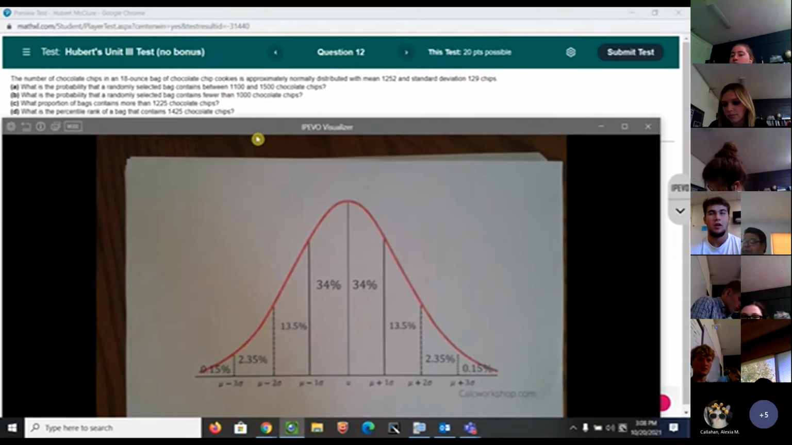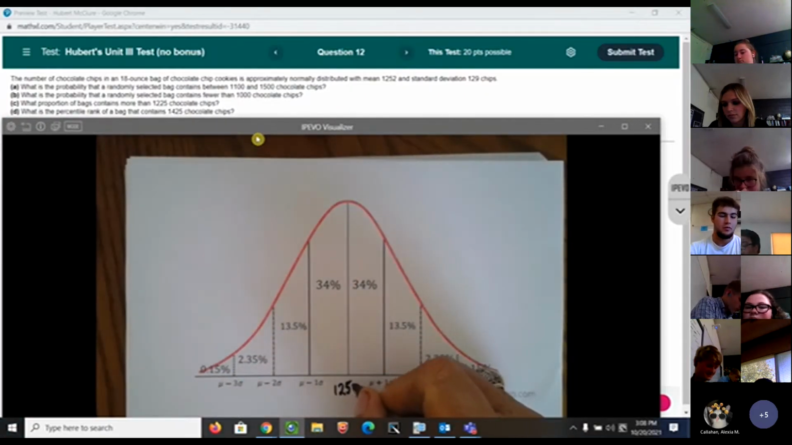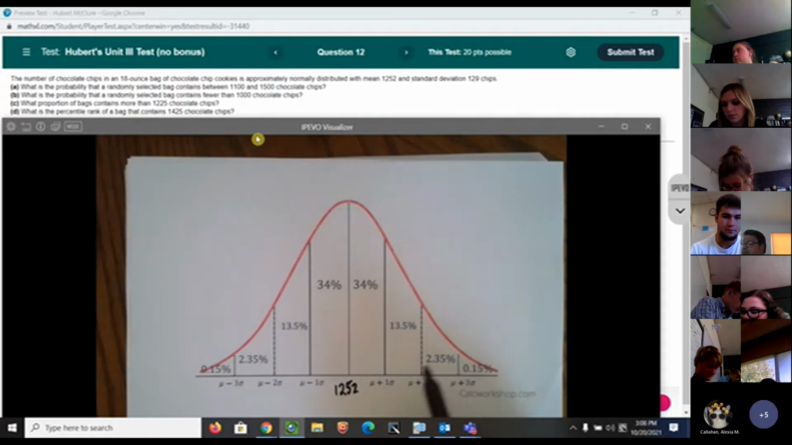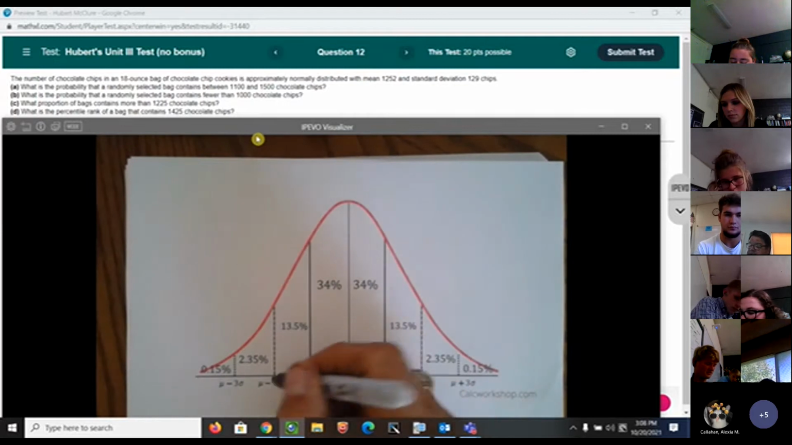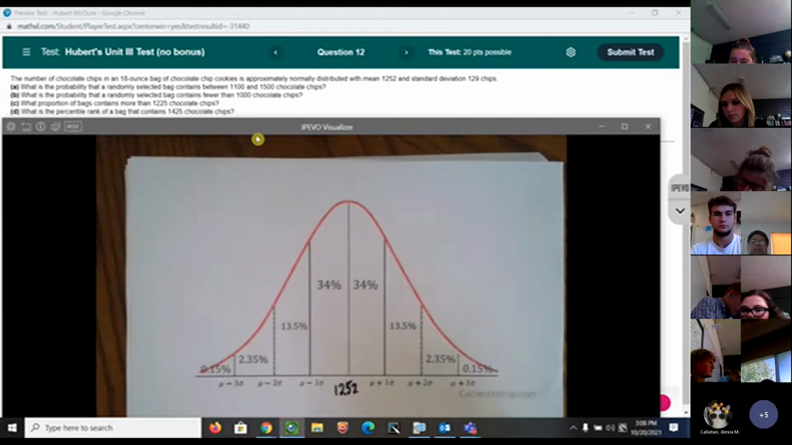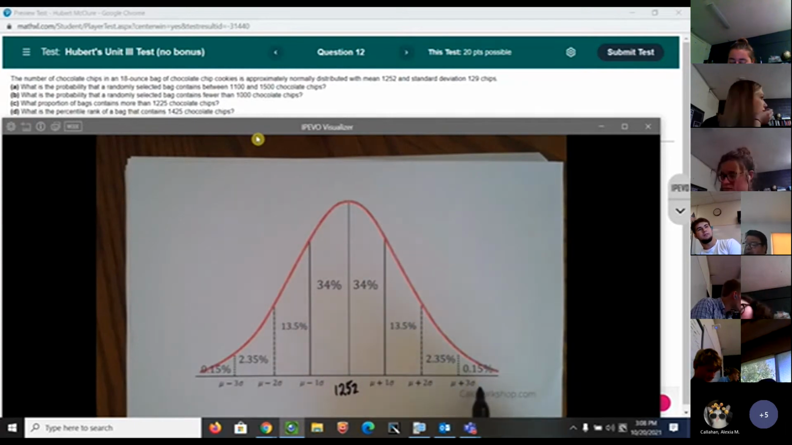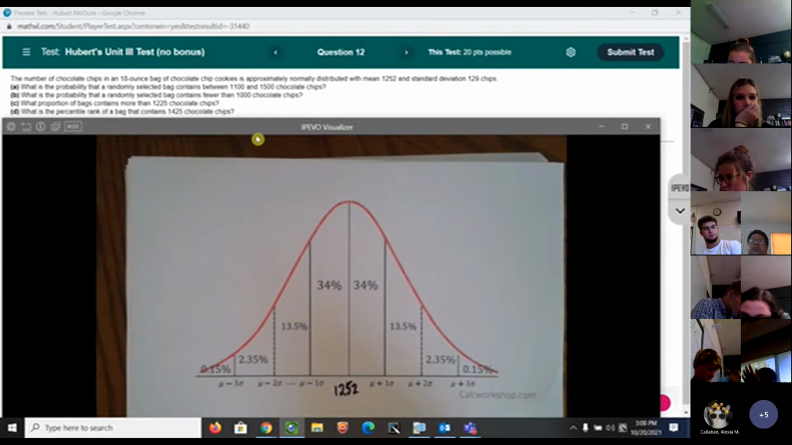All right, 1252 is in the middle. I need somebody to add 129, 129, 129. I need somebody to subtract 129, 129, and 129, please. I need one person to give me the right side, and one person to give me the left side. Please do not all try to talk at one time.